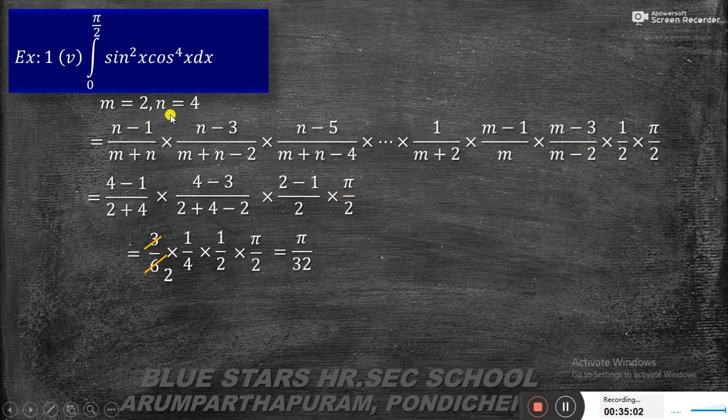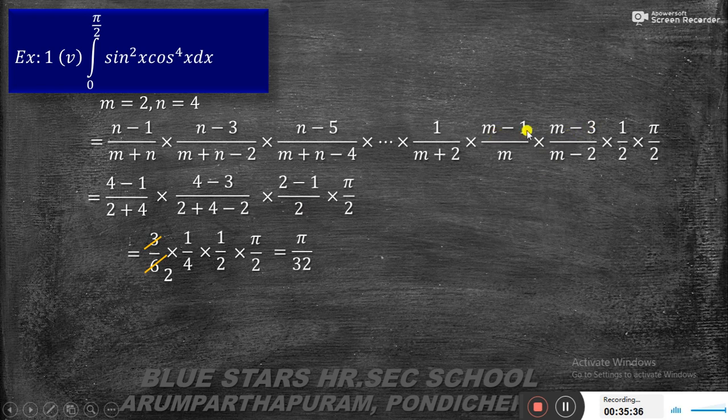So we apply n minus 1, that means 4 minus 1 by m plus n, which is 2 plus 4. Next, into n minus 3, 4 minus 3 by 2 plus 4 minus 2, where n means 4. So the next step, m minus 1: for m equal to 2, 2 minus 1 by 2 into 2 minus 3, a negative value.